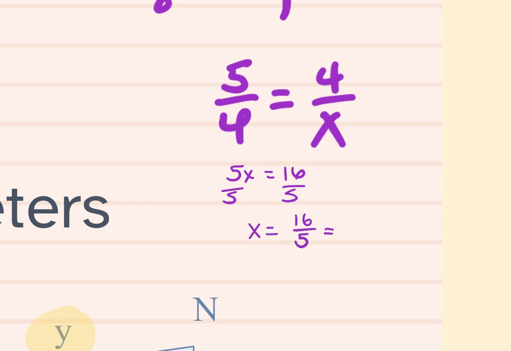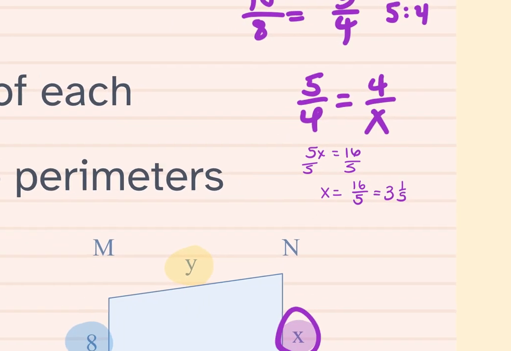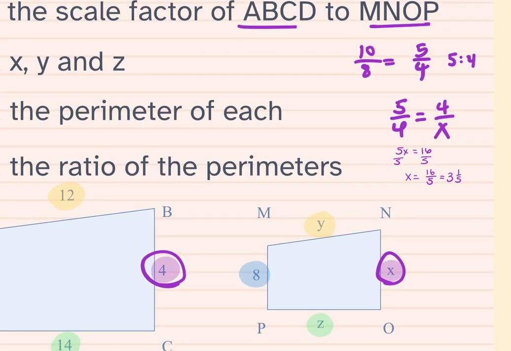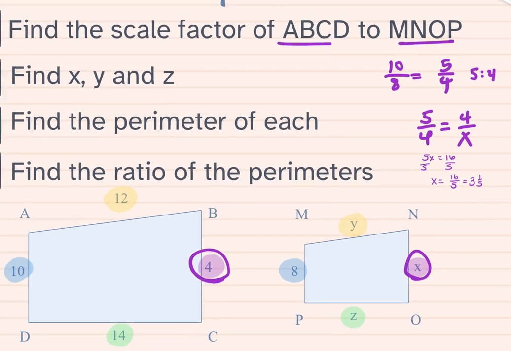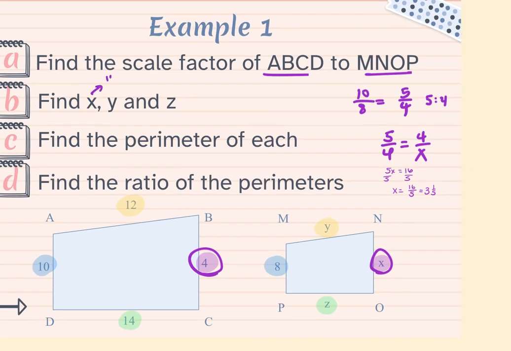This time, you can put that in a mixed number. That would be 3 1/5. So I would take either answer. Because it's an actual side length, you can put it into mixed number form. So this is 16 over 5 or 3 1/5.